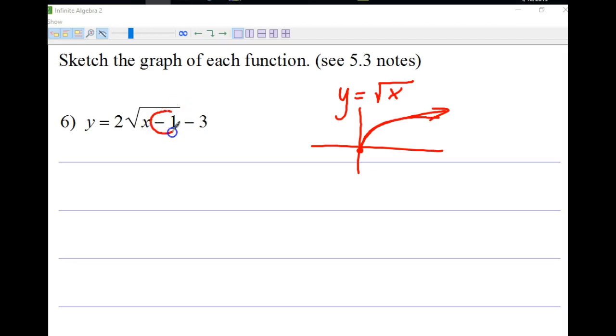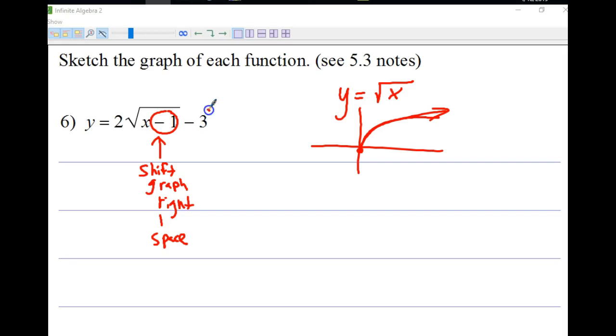Whenever you subtract 1 from the x, that will shift the graph to the right 1 space. That's a translation, right?